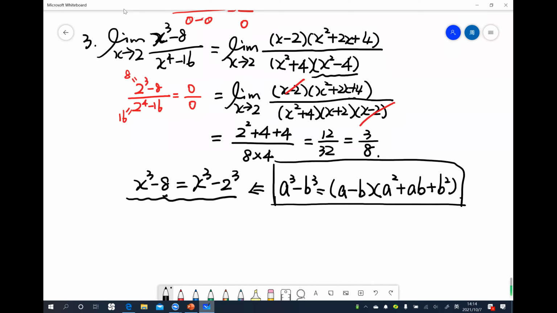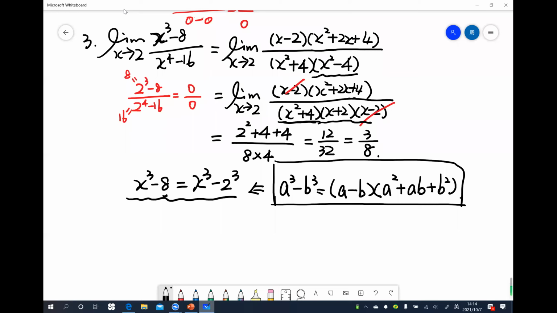Laoshi, I have a question. Why didn't we apply, in the second line, the a squared plus b squared formula to x squared plus 4? Here, the second line, the first portion, x squared plus 4. Why didn't we apply the a squared plus b squared formula?